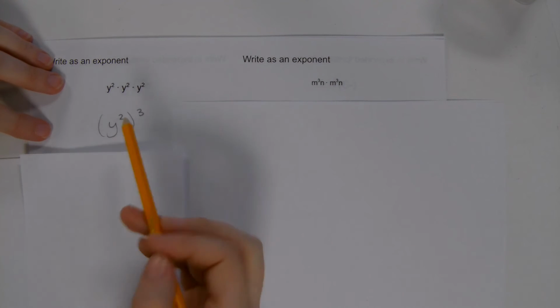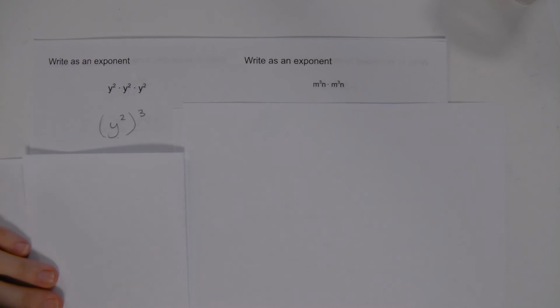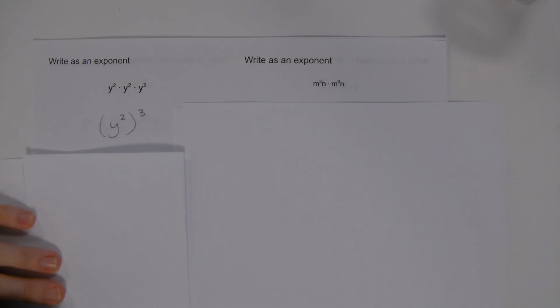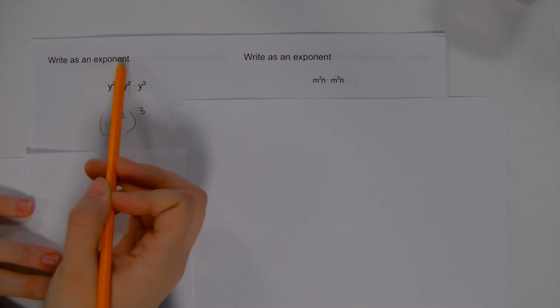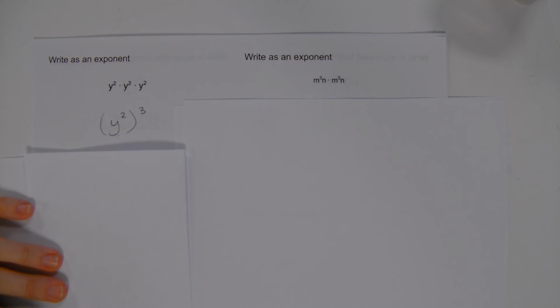All right, our first one here, y squared times y squared times y squared. Write it as an exponent. Pause the video and try. All right, when we write that, we have 3 groups of y squared. Some of you might tell me that there are 6 y's. You're right, there are. But again, we're writing this as an exponent. We're not simplifying it. We're just writing it as an exponent.